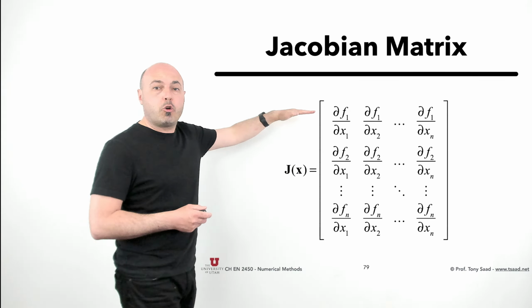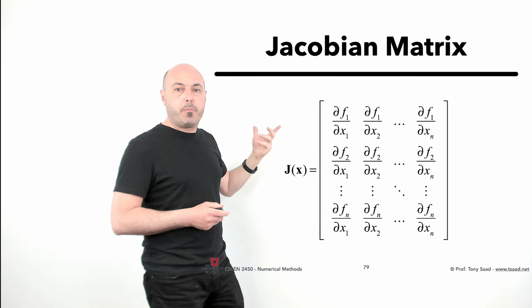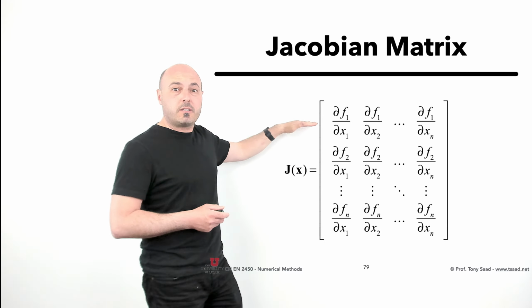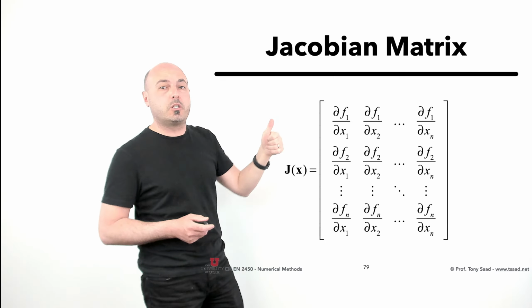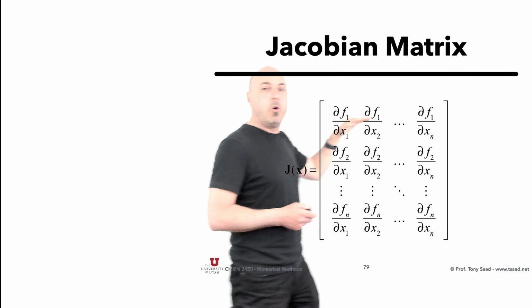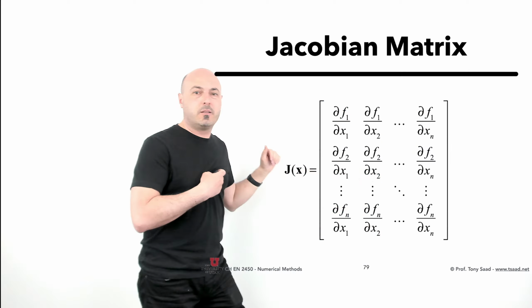Now, if you read the Jacobian row-wise, it's the opposite, okay? The first row contains derivatives of the first residual function with respect to all the independent variables, okay?